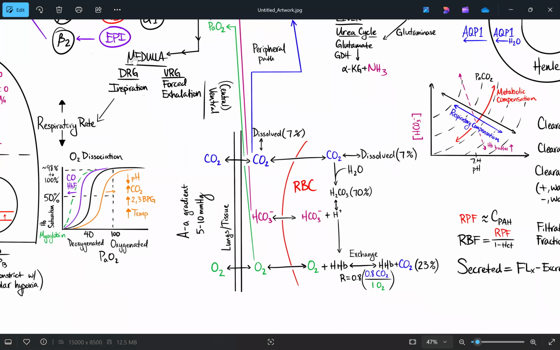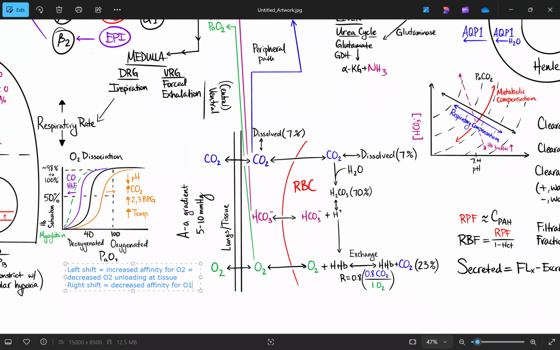The orange curve is when you shift it to the right. That's when your pH drops. Why does your pH drop? Probably because you have more CO2. 2,3-BPG will also be released in certain conditions to help you deliver more oxygen to tissues. Why does shifting the curve to the right mean more oxygen delivered to tissues? Well, it just means that you need more oxygen to saturate your hemoglobin. That means it's not going to accept it as easily because it wants to let go of that oxygen, therefore delivering it to your tissues more.